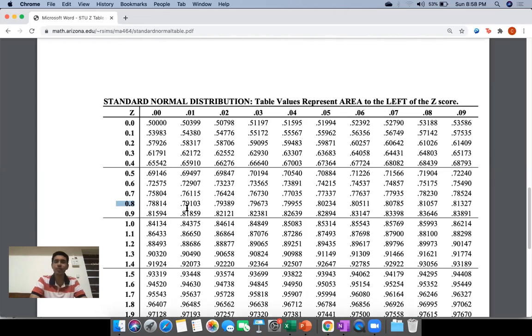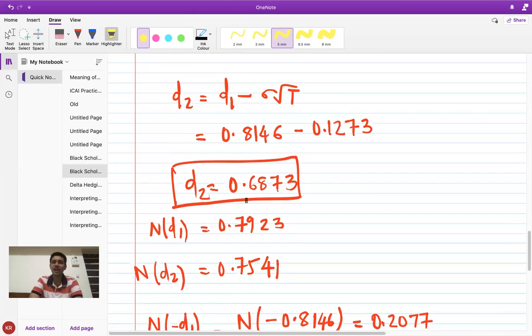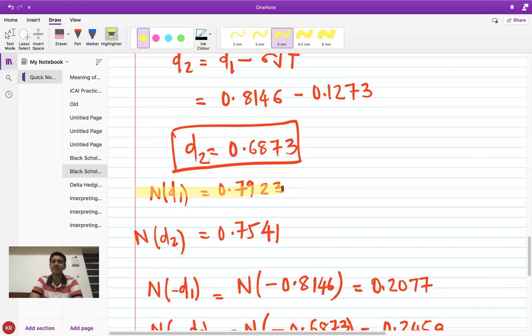0.815 lies in between 0.81 and 0.82. I don't have the third decimal on this paper, I have only up to 2 decimals. 0.81 and 0.82 is what I have, and our value is 0.815. So if you take the average of these two values, 0.79103 plus 0.79389 divided by 2, it is 0.7925. 0.7925 is the probability, and the value that we got as N of D1 is 0.7923.